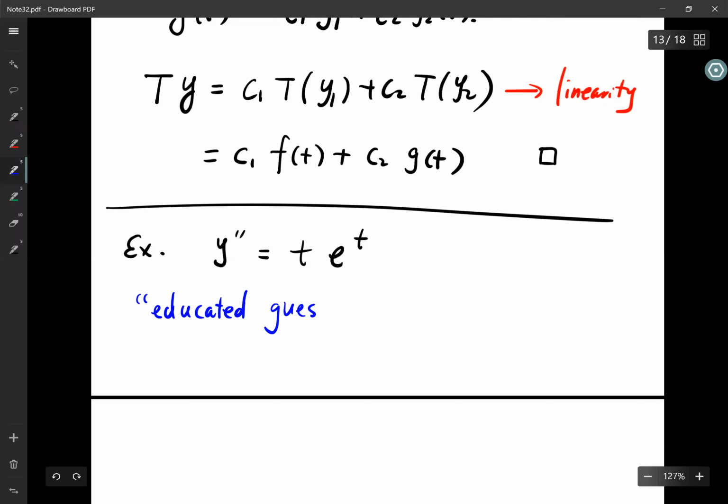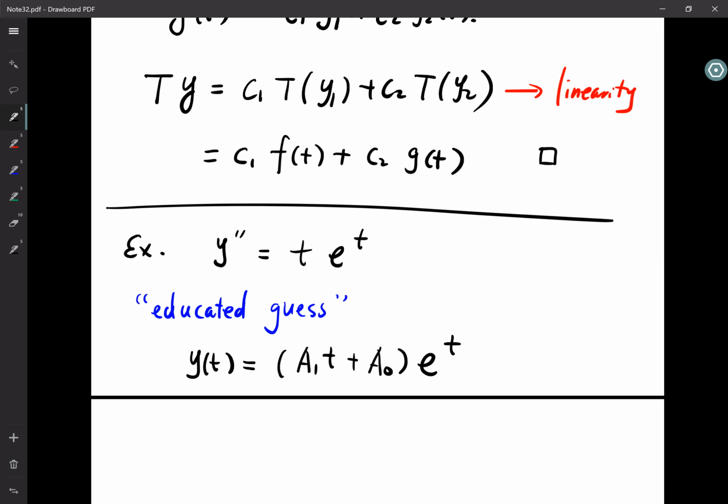The reason we want to make such a guess is because exponential is nice. When you take derivatives, it just gives you a constant times that. Polynomial is trickier, but it's a simple rule: every time you just reduce the order by one. So if the right-hand side takes the form of a polynomial times the exponential, I'd better also make this one a polynomial times exponential.